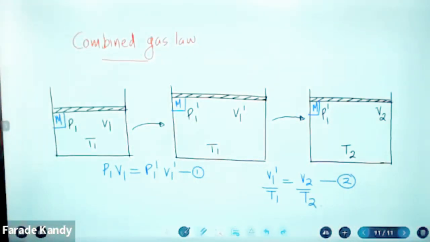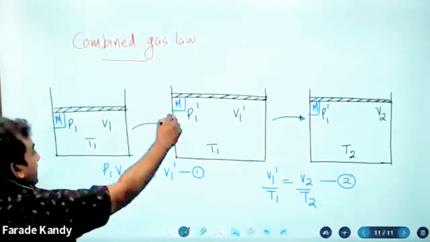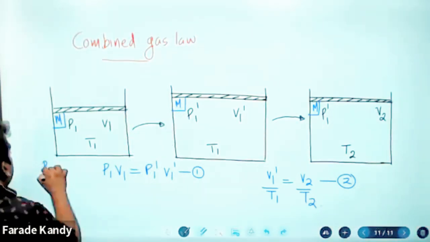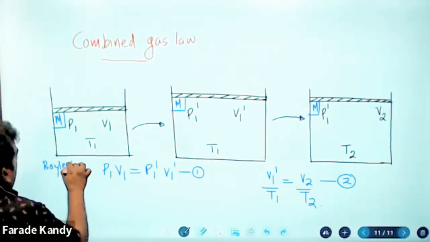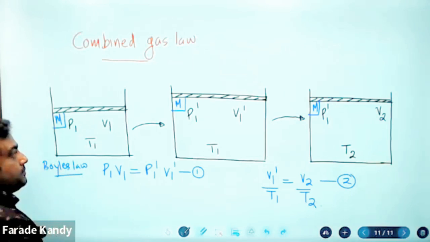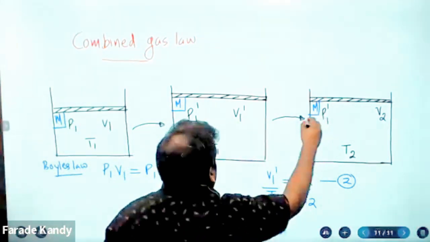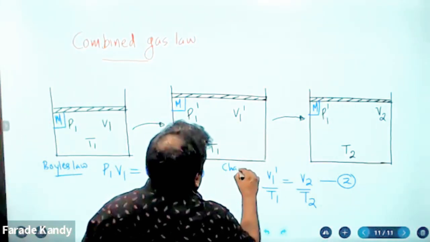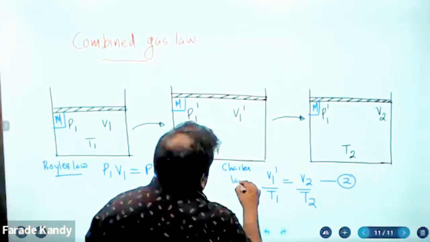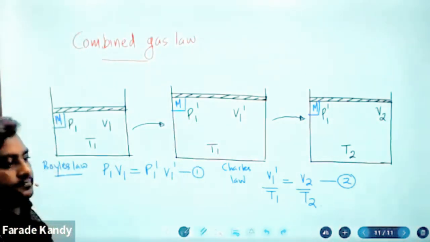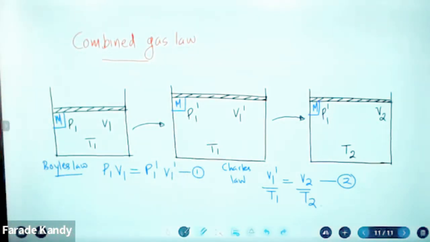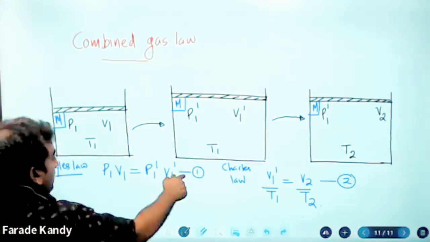Quickly write it. So first container, second container, you can apply Boyle's law. Second container, third container, you can apply Charles' law. Right. Clear? Okay.